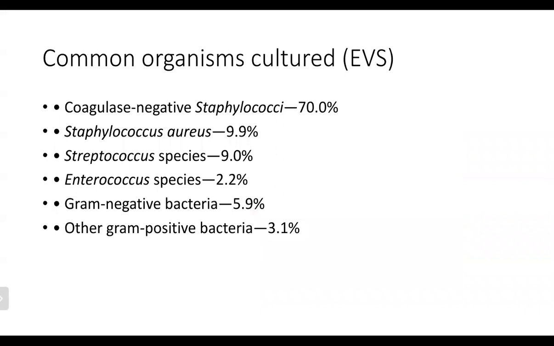The common organisms that have been cultured from endophthalmitis, according to the Endophthalmitis Vitrectomy Study, are coagulase negative Staphylococcus, 70% of them, followed by Staphylococcus aureus, Streptococcus species, Enterococcus species, other gram-negative bacteria, and gram-positive.